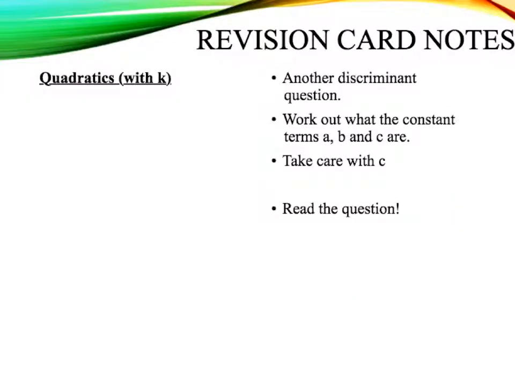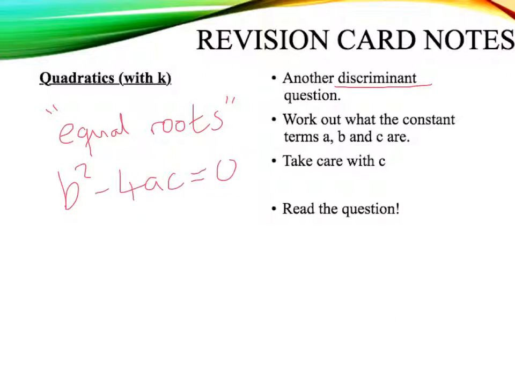Hopefully with any questions like this, when we've got quadratics in terms of k, notice it's another one of these discriminant questions. It doesn't use the word discriminant anywhere, but it is. The key was that it said it had equal roots, and that's what you're looking for in the question. If it was equal roots, then we remember that b squared minus 4ac is equal to 0.